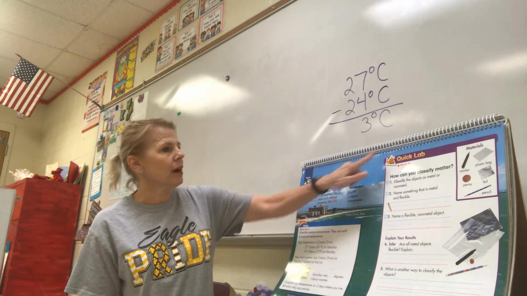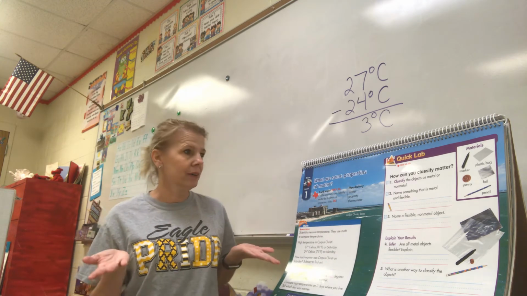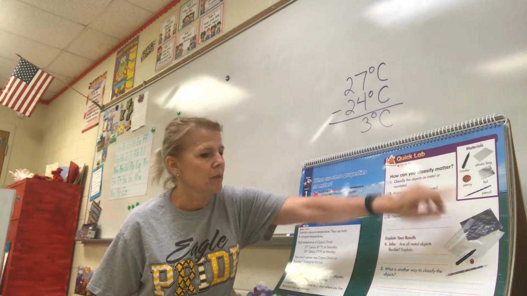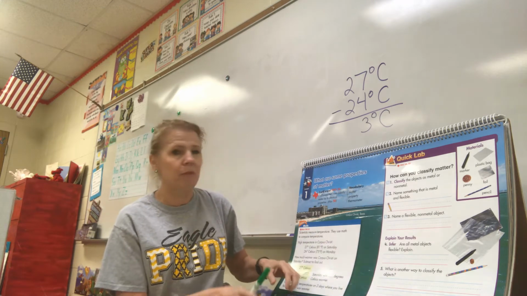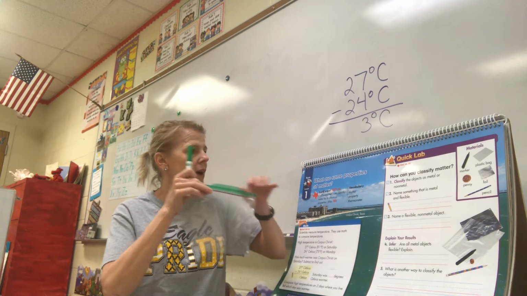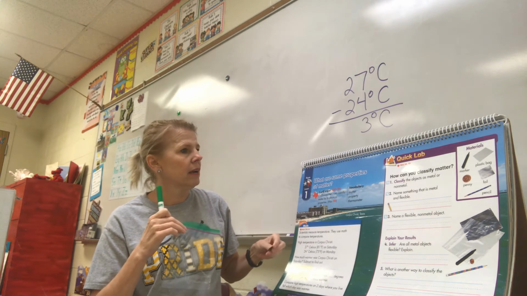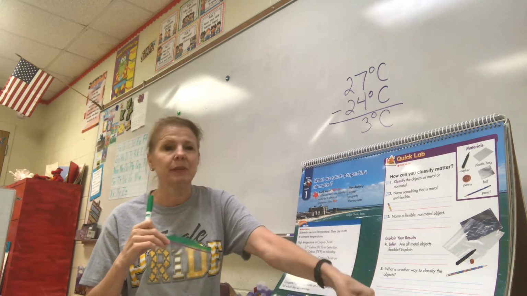Okay, so our quick lab, we always have a question to answer. So how can you classify matter? And so our materials, we have a marker right here. We have a plastic bag. We have a penny. And we have foil, and we have a pencil.